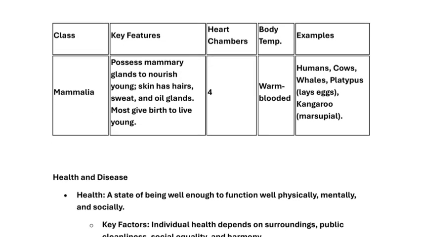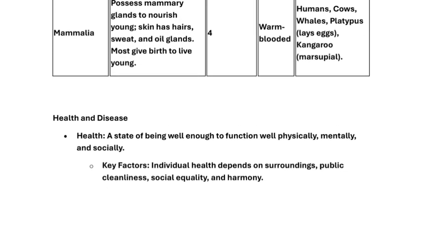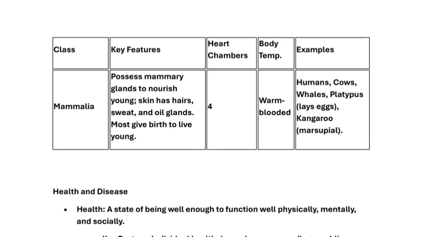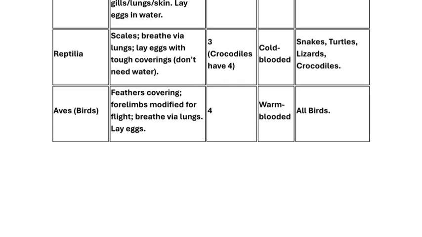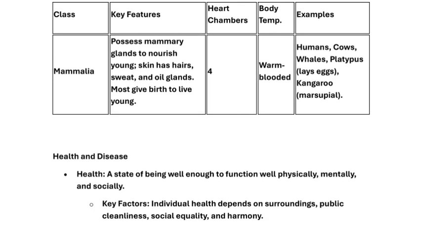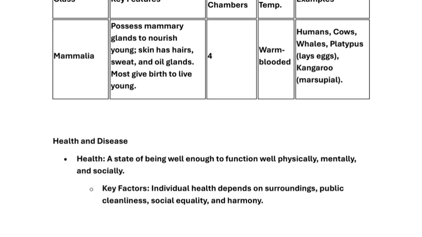Birds are warm-blooded, with 4 heart chambers. Mammalia: key features include mammary glands to nourish young, skin has hairs, sweat, and oil glands. Most give birth to live young. Body temperature: warm-blooded, 4 heart chambers. Examples: humans, cows, whales. The platypus, a worm-eating mammal, lays eggs. The kangaroo is a marsupial.